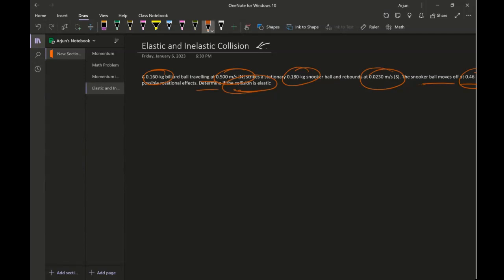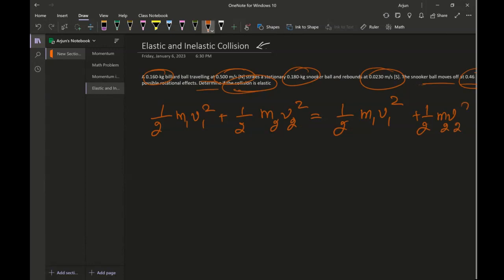What do we need to do? We need to use the equation which we just learned for elastic collisions. So I'll write down the equation: half m1 v1 square plus half m2 v2 square equal to half m1 v1 square plus half m2 v2 square. This is the equation I'm going to use. If the sum of the initial kinetic energy for both the bodies is equal to the sum of final kinetic energy of the bodies after collision, then it's elastic. If they're not equal, then it is not an elastic collision.